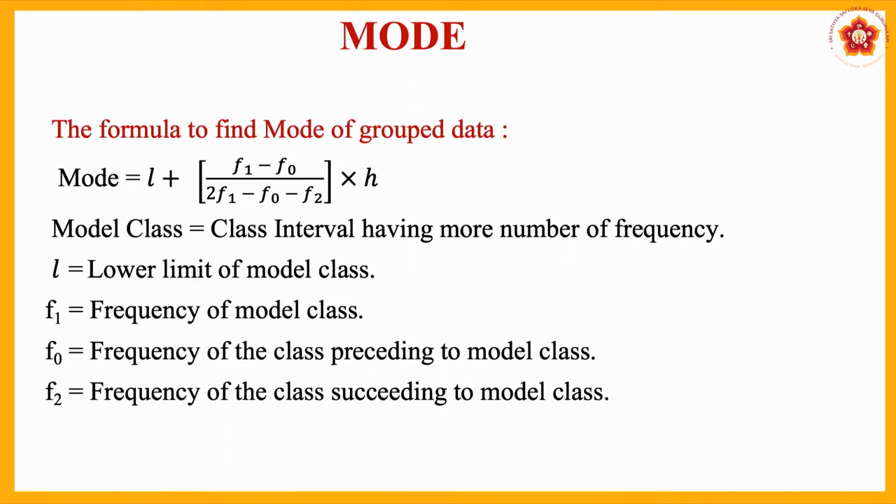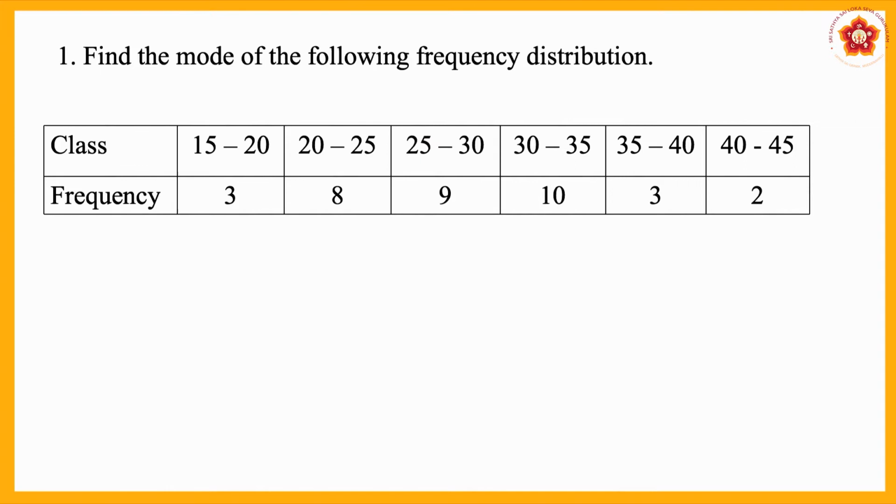Here L stands for the lower limit of the modal class. F1 is the frequency of the modal class. F0 is the frequency of the class preceding the modal class. F2 is the frequency of the class succeeding the modal class. To understand how to find the modal class, let us take one problem.